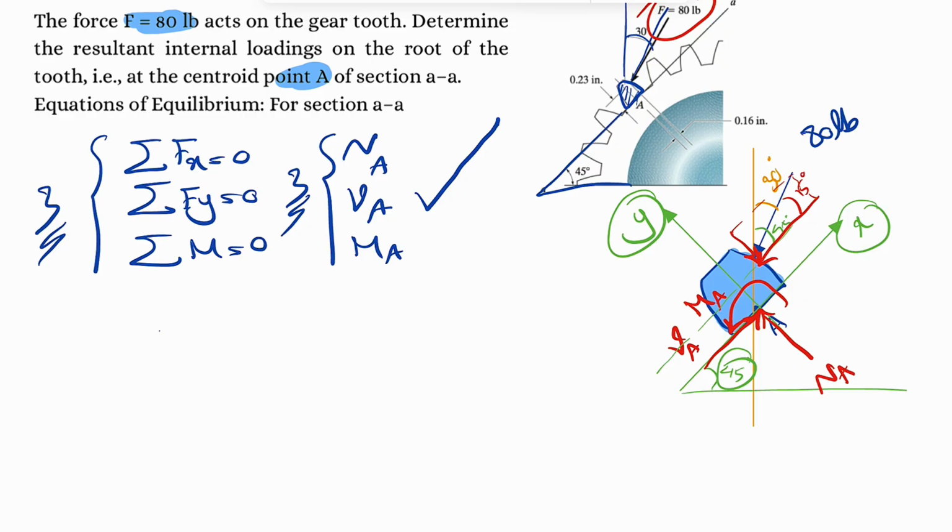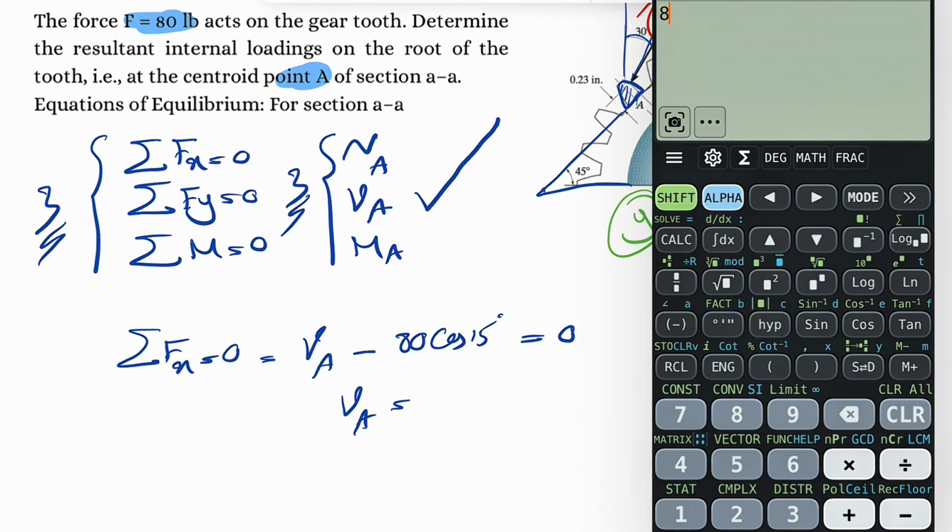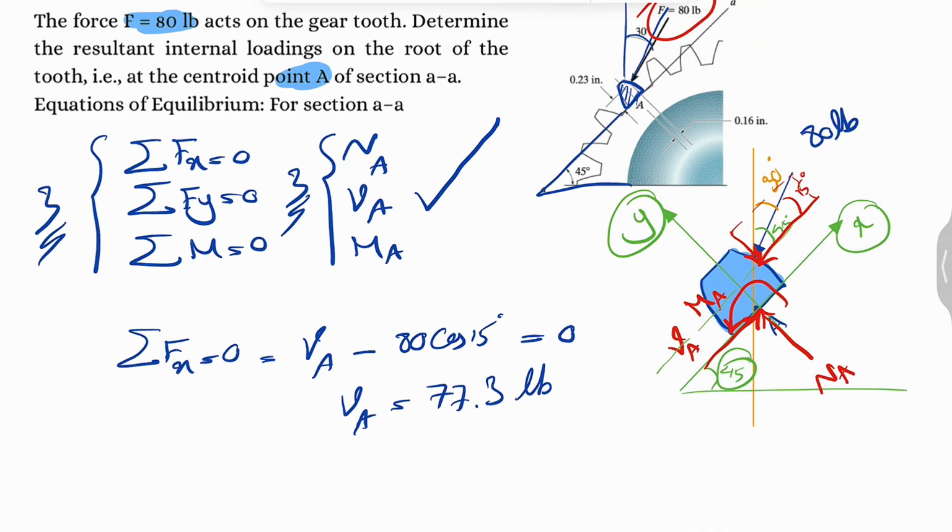So let's start with our Fx. Sum of all forces in x equals 0, and looking at this, we have our shear force, which we called VA. We have the x component of the 80 pounds. First of all, it's negative because it's acting on the opposite direction of x, so 80 cosine of 15 degrees, and that's pretty much everything for x component. So our VA would be 80 cosine of 15, and that's going to give us 77.3 pounds, and we did not get any negative answer. That shows that's the correct answer for our shear force.